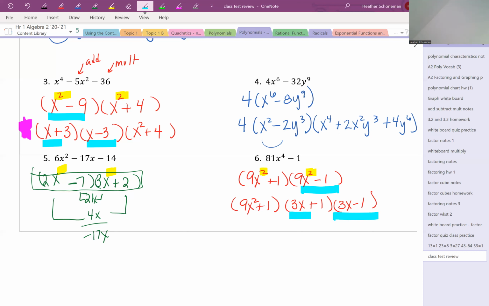All right. There's the review for your test. Hopefully with this and the review worksheet, which you can check the answer in Google Classroom, that should help get you prepared.